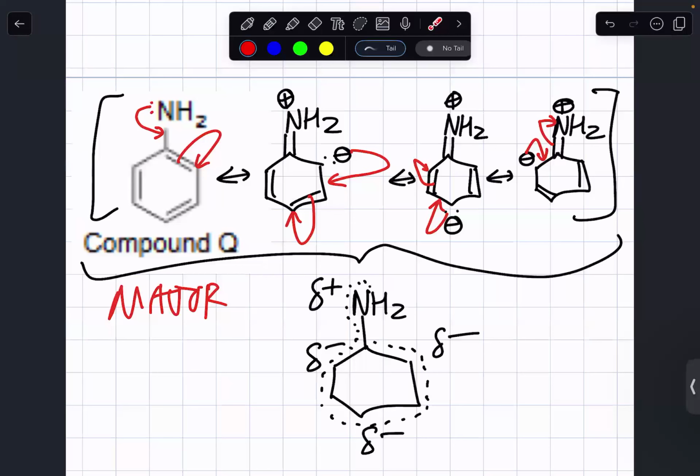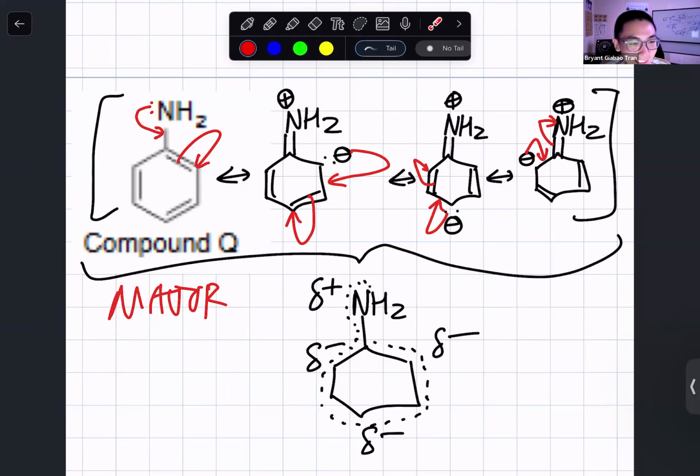Does that have anything to do with the idea of staggered and eclipsed? No, that's a separate concept. That's talking about Newman projections, staggered and eclipsed, gauche conformation, anti conformation. Torsional strain, steric hindrance, that's something else.